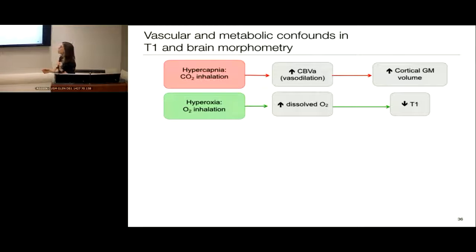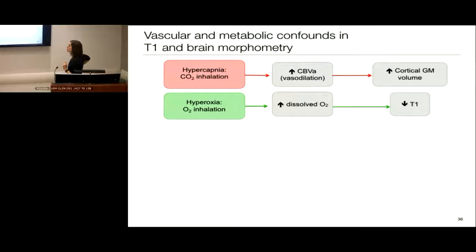So the subjects were put into the scanner and scanned over a period of approximately an hour, during which they had 2 breathing challenges. The first one was a hypercapnic challenge, so you increase the amount of CO2 that they're breathing in. And this will increase the amount of cerebral blood flow and therefore cerebral blood volume in your brain. And our hypothesis is that this would actually have an impact on the cortical gray matter volume that we measure using these T1 images. Okay?